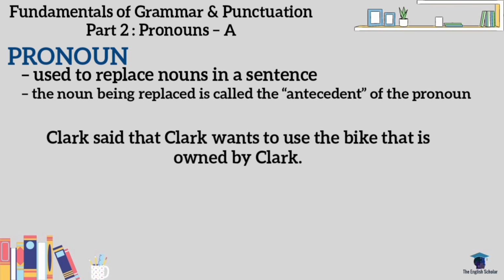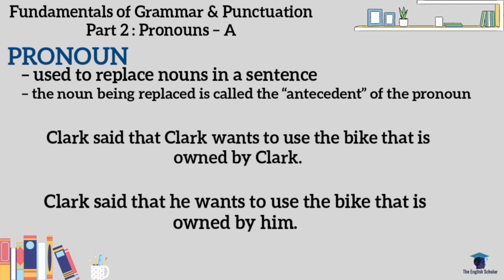Instead of writing this way, we can use personal pronouns to make the sentence sound natural. So we can write it this way instead. Clark said that he wants to use the bike that is owned by him. Now, how is that? Proper and sweet.